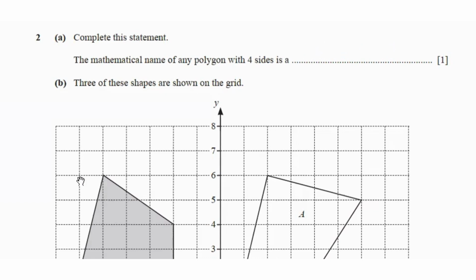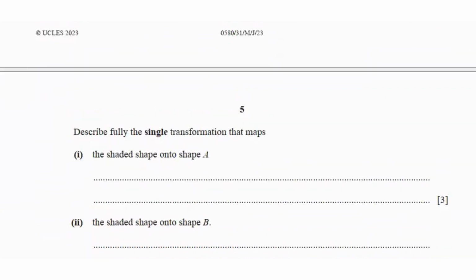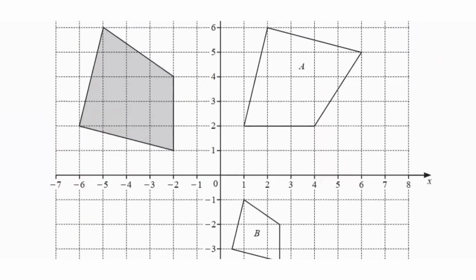Three of these shapes are drawn on the grid. Describe fully the single transformation that maps the shaded shape onto shape A. So we're talking about this from this. So as you can see, there's a rotation in the shape of the shaded shape. This length over here is now basically this one, and this length is this one. This is this, and obviously the fourth one, this is this.